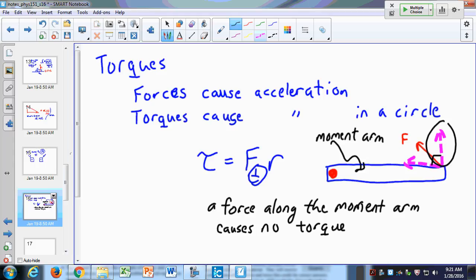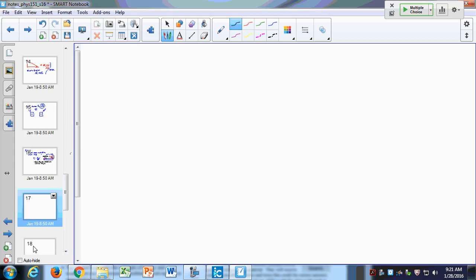Okay, so those are torques. It comes up a lot in the body. Let's just do a simple problem. You could see a simple problem like this on the test. Again, you're not going to have a whole lot of math on the test, but you'll have some.